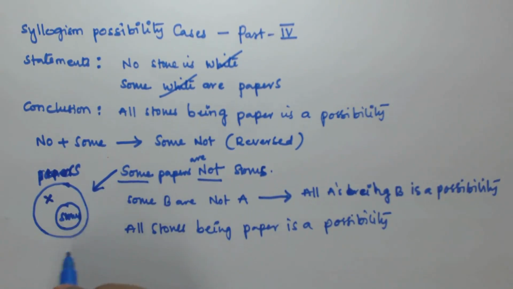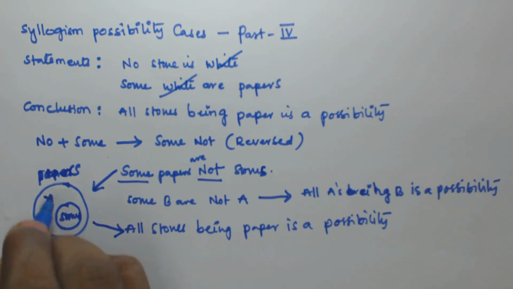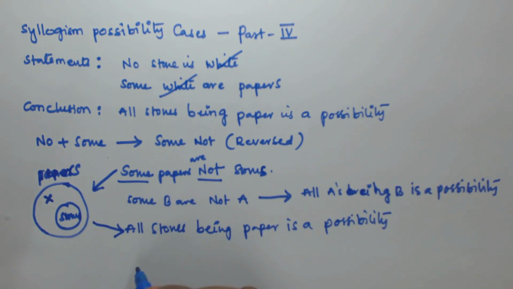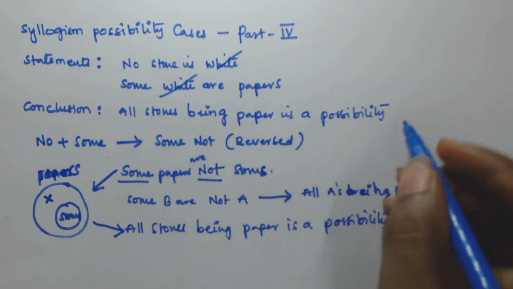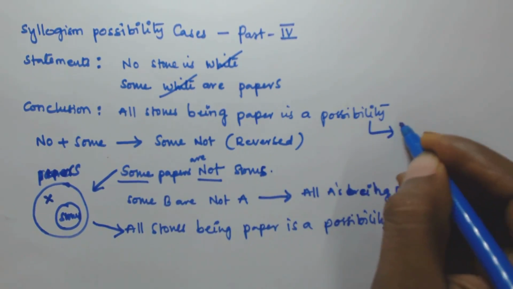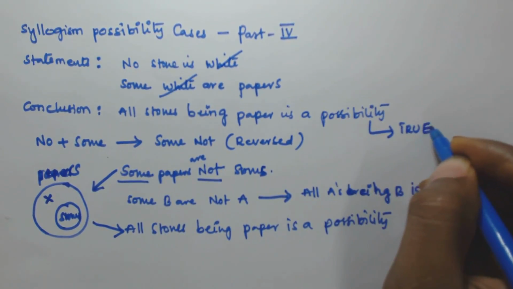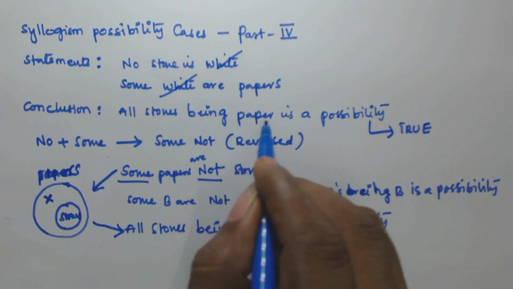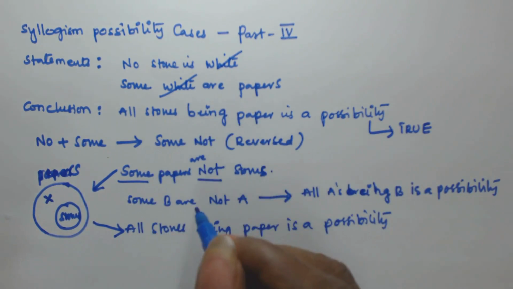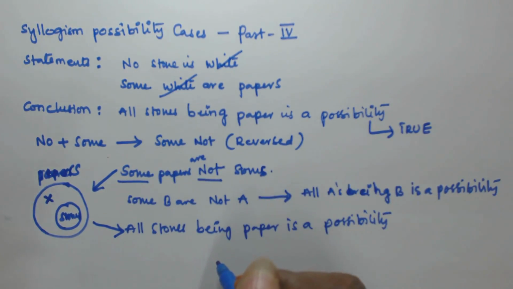From this one we can derive that all stones being papers is a possibility. This one is the stones, so using this Venn diagram also we can derive this. So all stones being papers is a possibility. The given conclusion is actually true, I mean that conclusion can be derived from the given two statements. I hope you got this one.